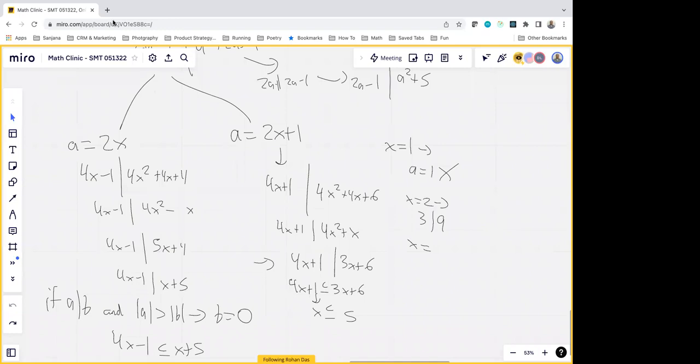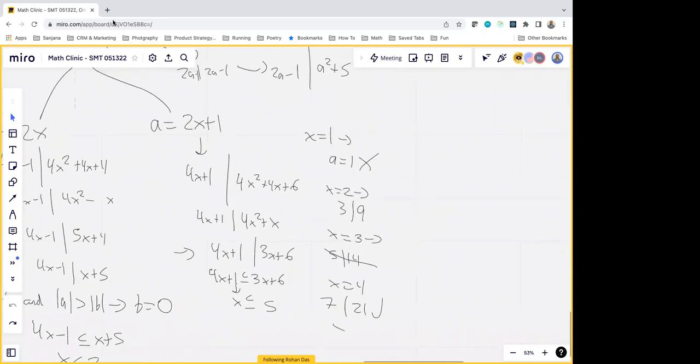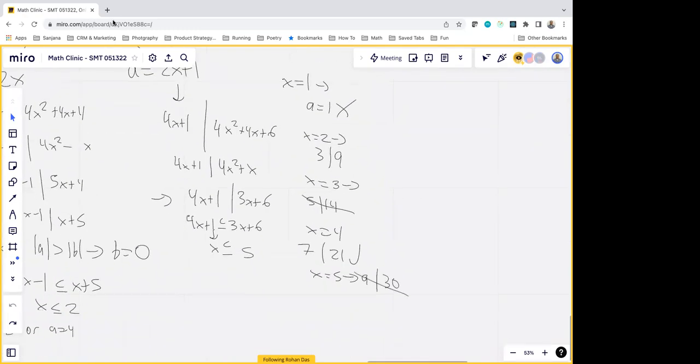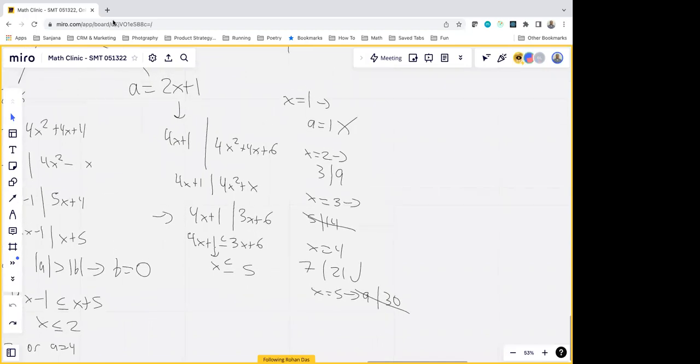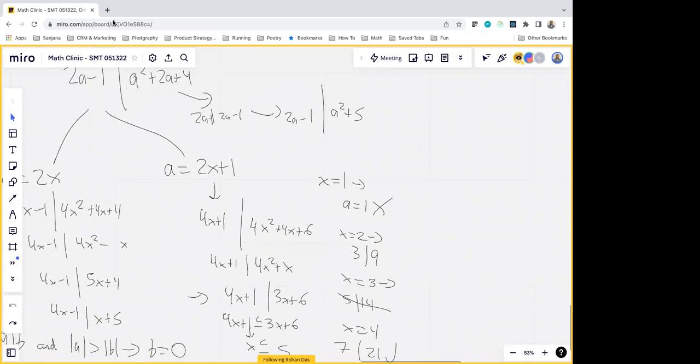x equals 3 gives 5 divides 14, which is not true. x equals 4 gives 7 divides 21, which is true. And x equals 5 gives 9 divides 30, which is not true. And then the only solutions are for x equals 2 and x equals 3.